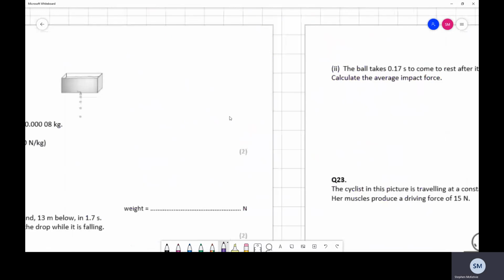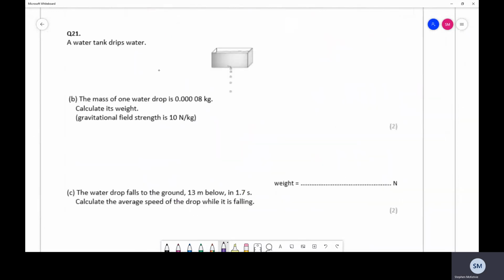A water tank drips water. Well, that's not a very good tank, is it? The mass of one water drop is this. M is equal to 0.00008 kilograms. Calculate its weight.